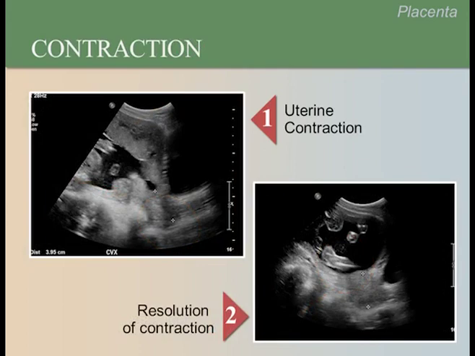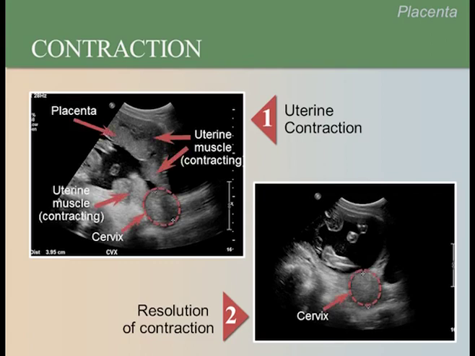This is another image before and after a uterine contraction. The left image shows how difficult it can be to distinguish the placenta from the contracting uterine muscle. Please pause the video now to ask a participant to identify the placenta, contracting uterine muscle, and cervix in both images. Here we have labeled these structures.